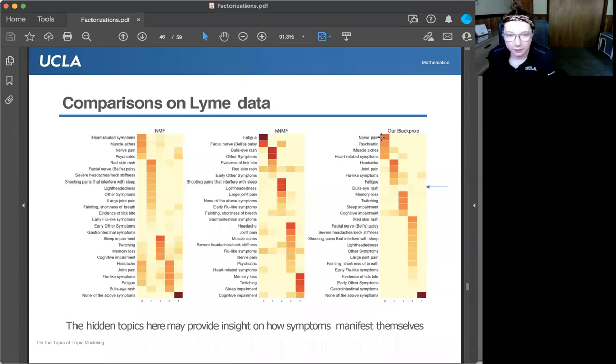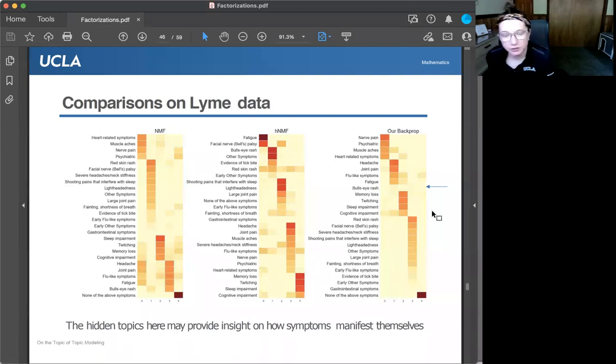So large values correspond to dark oranges, and very small values correspond to pale yellow. I've just grouped them so you can see how the topics look. For example, this first topic has really only 4 large entries corresponding to nerve pain, psychiatric issues, muscle aches, and heart-related symptoms. The second topic here, and third and fourth, and so on.